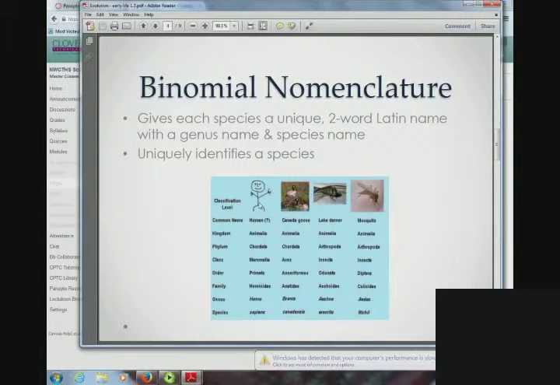We also use a system of binomial nomenclature. It gives each species a unique two-word Latin name with a genus and species name. This will uniquely identify the species, so it's similar to having a first and a last name for a human.